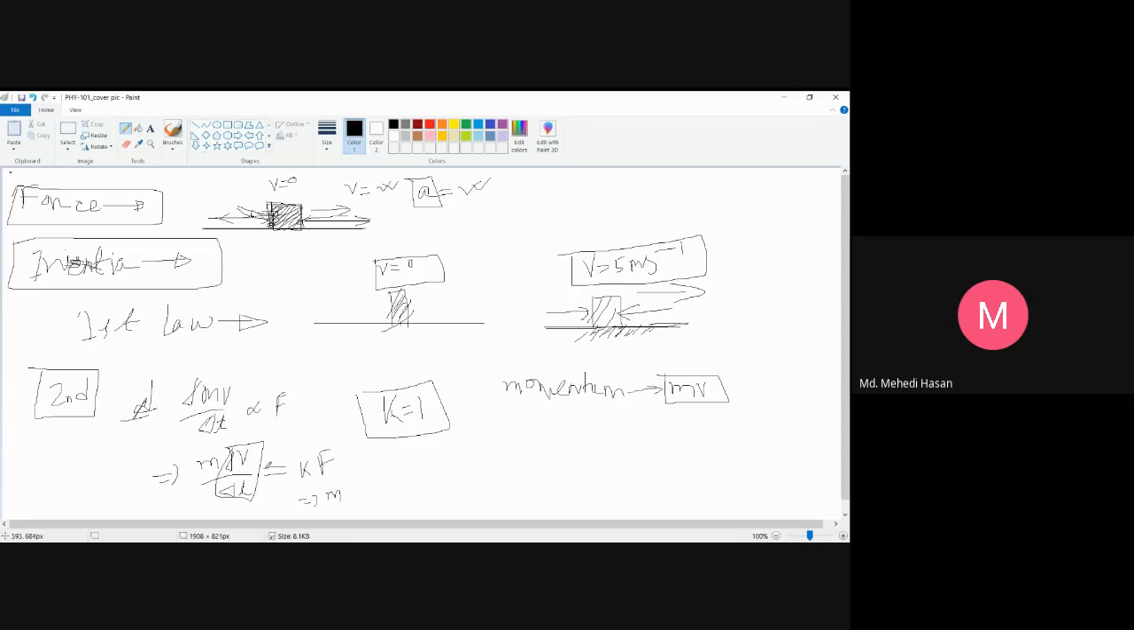We know that del v by del t is acceleration, and if k is equal to 1, we can say F equal to ma. Okay, F equal to ma. And finally, F equal to ma. So this is the final equation, the equation for Newton's second law.